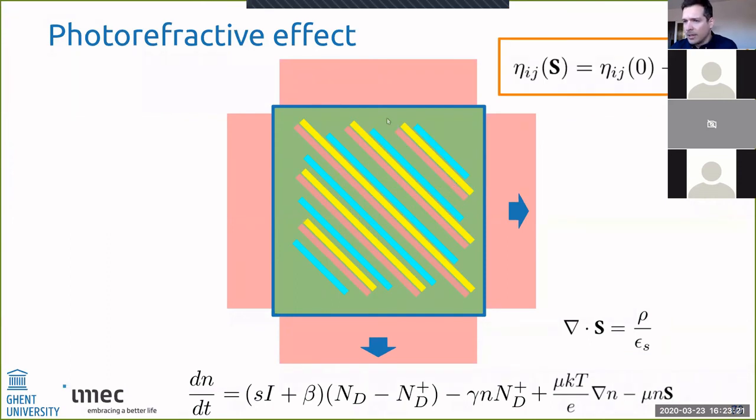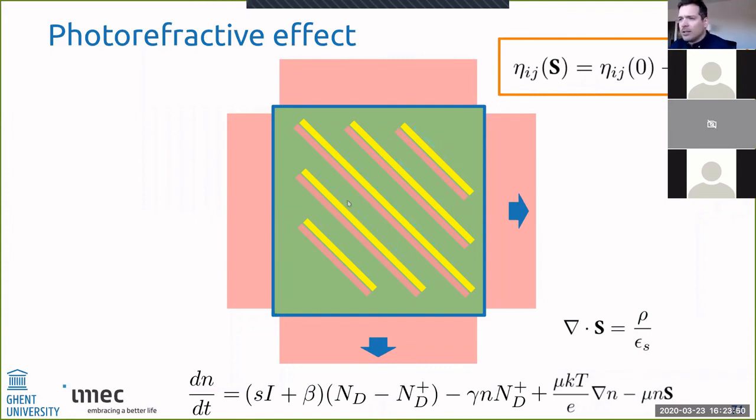But photorefractive crystals have one last interesting property. They exhibit what we call the Pockels effect. That means that the optical properties of the crystal change with the electric field that is present. So the refractive index will change according to the Pockels effect.